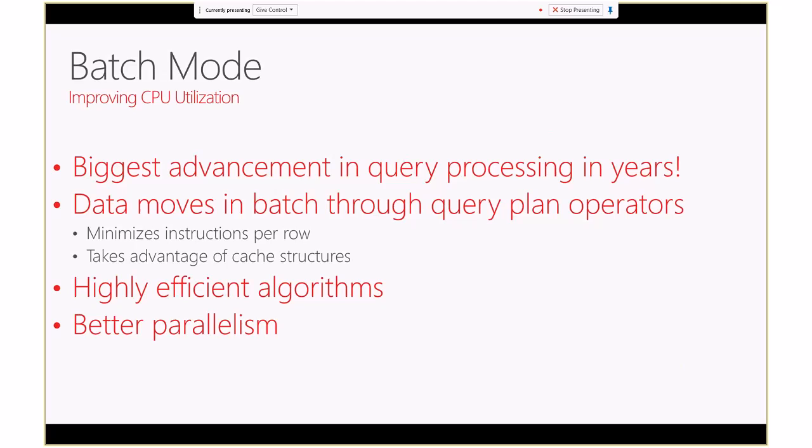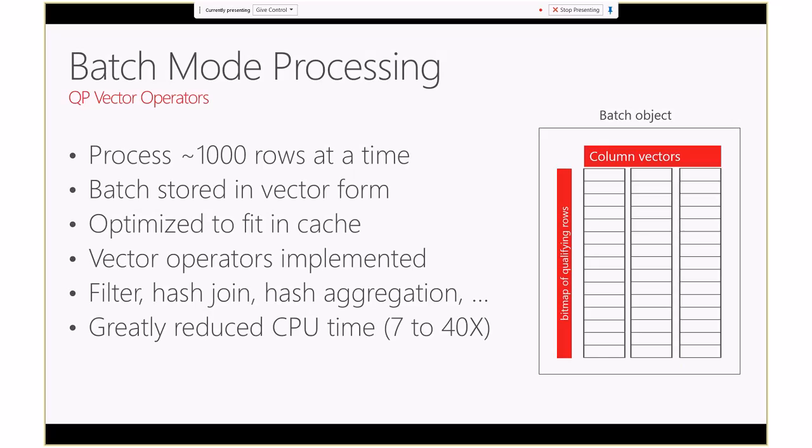It also has added a lot of capability within batch mode to improve parallelism. And instead of iterating over a single row at a time, it works in blocks of, I think, 1,000 rows. So it's a much faster process. It processes 1,000 rows at a time, and things are stored in a vector form, and they're optimized to fit into the L2 cache of the CPU. So that 1,000 rows at a time is going to fit in the CPU cache where the vector operators are implemented, so it can happen very, very fast all within the CPU.